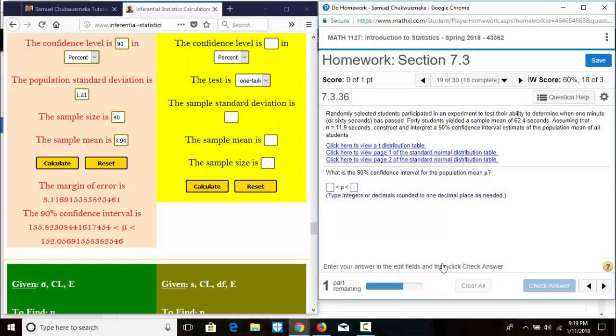Question 19. Randomly selected students participated in an experiment to test their ability to determine when 1 minute, which is 60 seconds, has passed. 40 students yielded a sample mean of 62.4 seconds. Assuming that the population standard deviation is 11.9 seconds, construct and interpret a 90% confidence interval estimate of the population mean of all students. Okay, let's use StatCrunch.